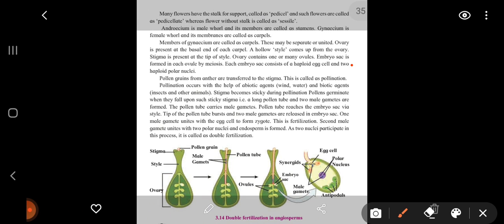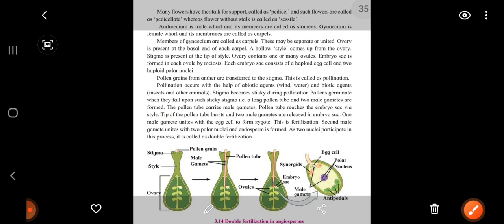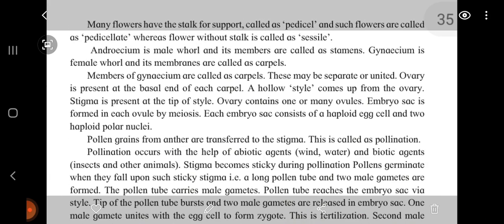Now let us see how this reproduction takes place in flowers. Many flowers have a stalk for support called a pedicel. Such flowers are called pedicellate flowers, whereas flowers without a stalk are called sessile. We know that flowers have something to hold and support them. We call it pedicel, so such flowers are pedicellate, and the one without a stalk is called sessile.